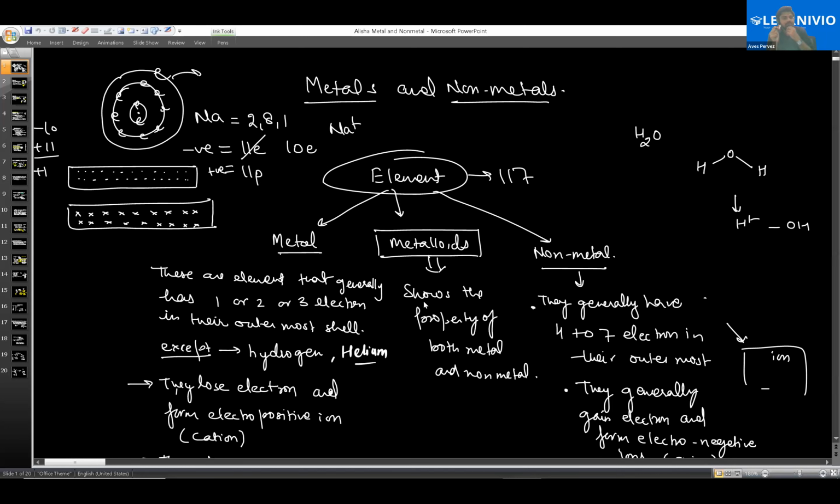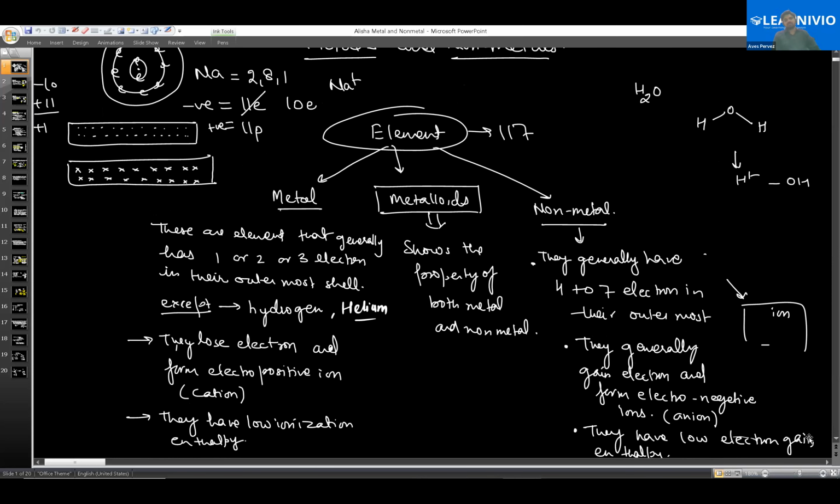But metals have 1 or 2 or 3 electrons in their outermost shell. If they have 1, they will lose 1, they will not gain 7. If they have 2, they will lose 2, not gain 6. If they have 3, they will lose 3, not gain 5. It is more difficult to gain 5 than to lose 3, so they lose their electrons. Okay? Understood? Yes or no?